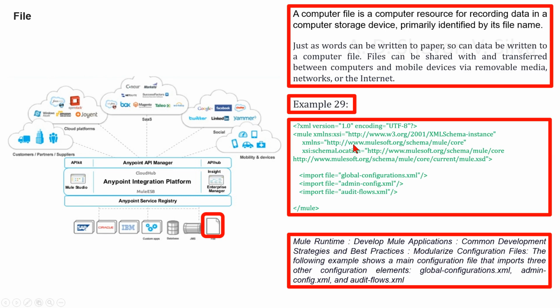Now we are considering imported configuration files in modularized configuration files in common development strategies in best practices in developing Mule applications in Mule runtime. Mule has a special import component for importing configuration files into other files. This component takes a file parameter which contains the reference to the desired configuration file. The following example shows a main configuration file that imports three other configuration elements.